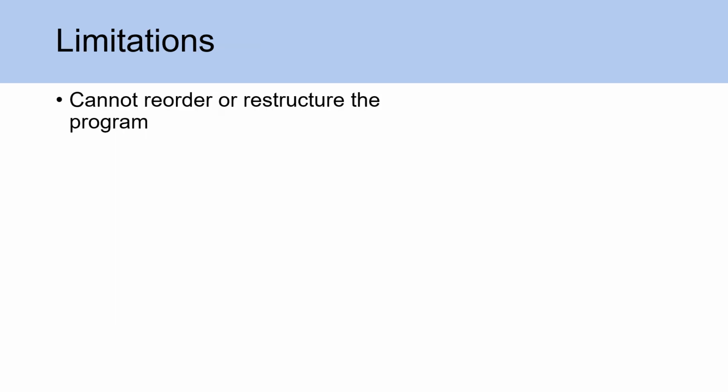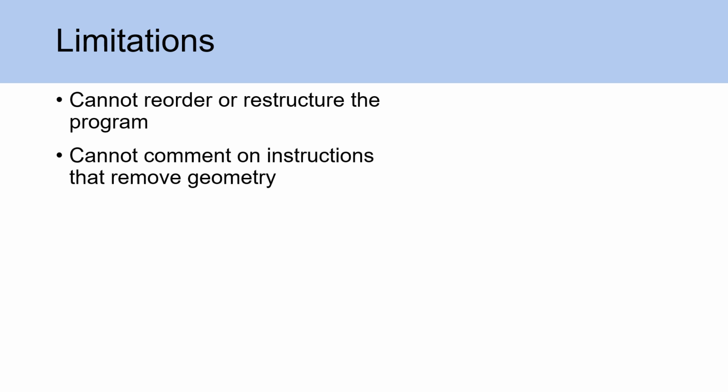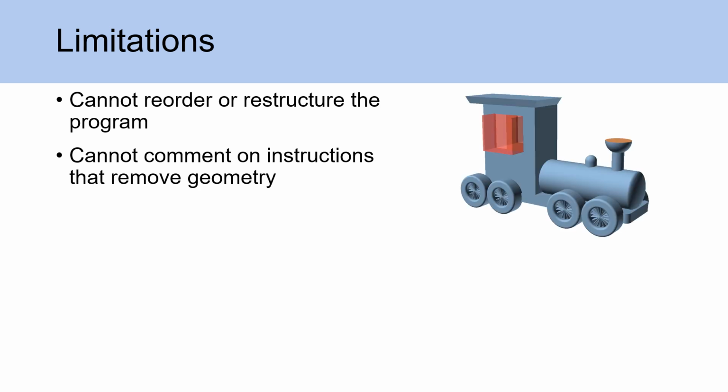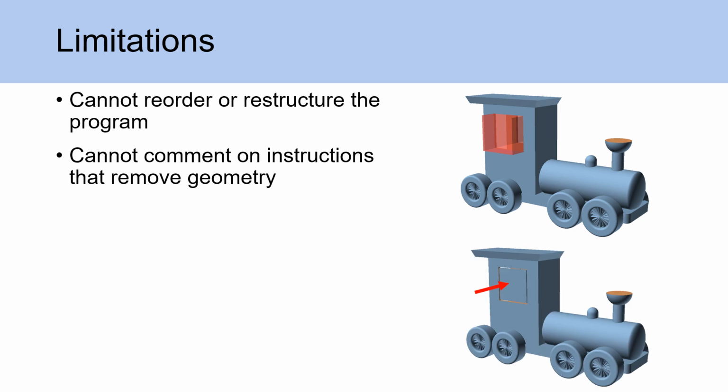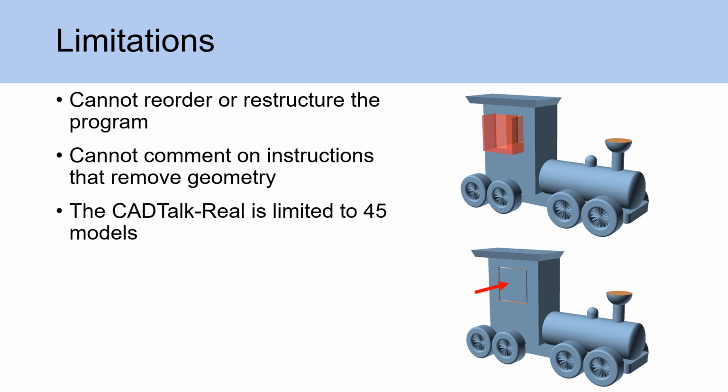There are also a few limitations. For example, we cannot reorder or restructure the program if it's badly written and the code block semantics are not clear. Second, we cannot comment on instructions that remove geometry. See the window of the trim. It does not produce any pixel, thus cannot be recognized by vision models. A potential solution is to render the removed geometry. Third, the current CADTalk real data track only contains 45 programs, which is too little to serve as training data.